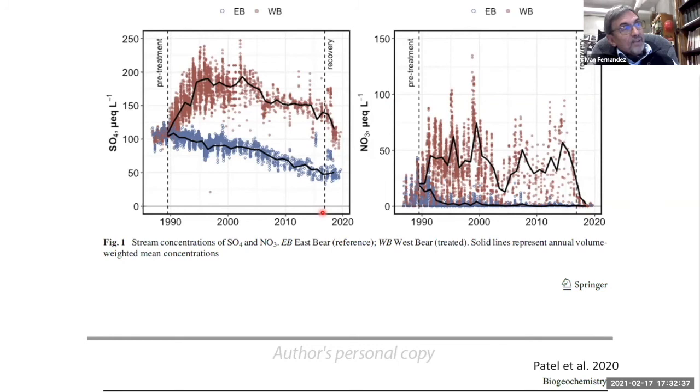In sulfate, this is West Bear. We stopped treating right here. It went down, but it's still way above the reference watershed, the natural conditions. And the point of that is it's going to take decades for us to recover because a lot of the sulfate is stored in the soil.